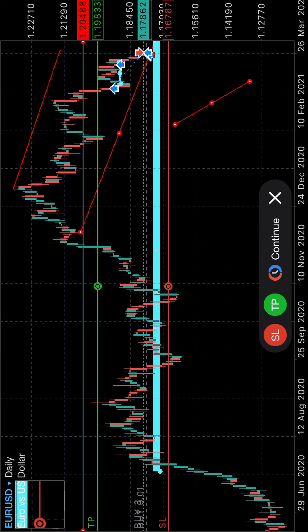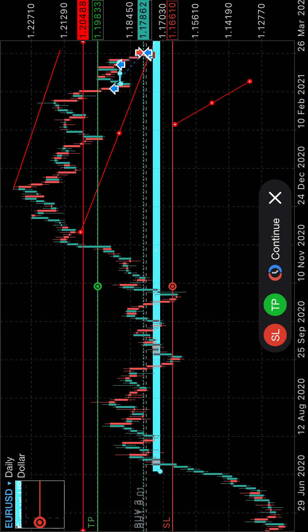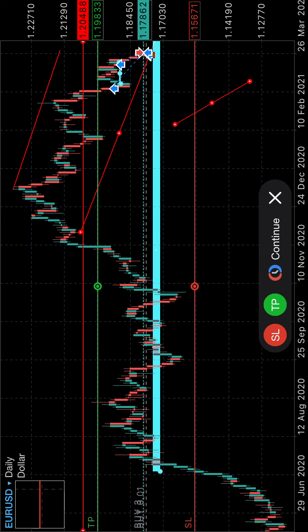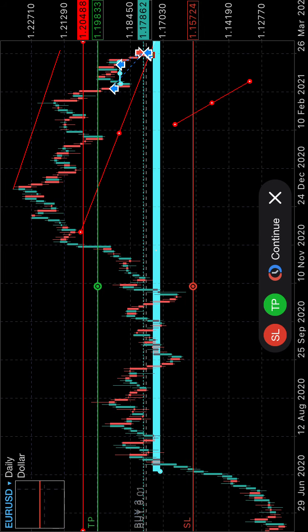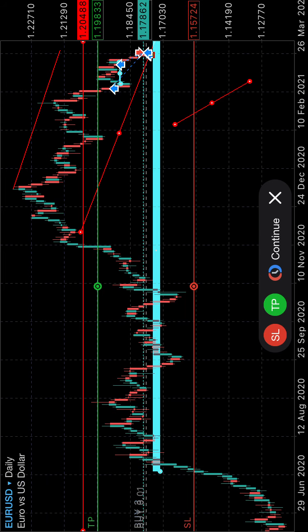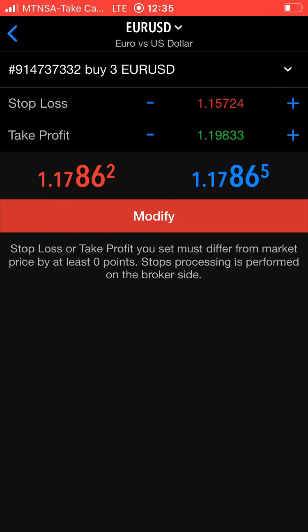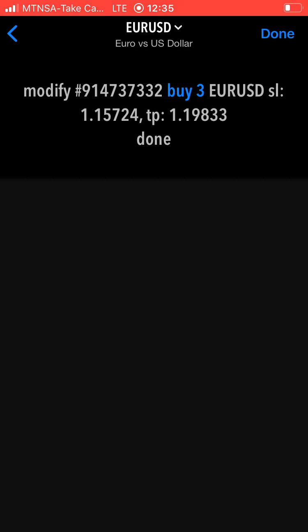I was hoping it would be tighter in this area, but since price has managed to go up here, I'll put my stop loss here and I'll confirm the trade. Understand? I'll modify.